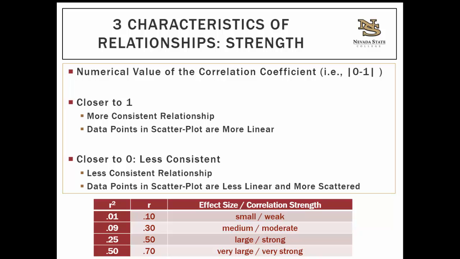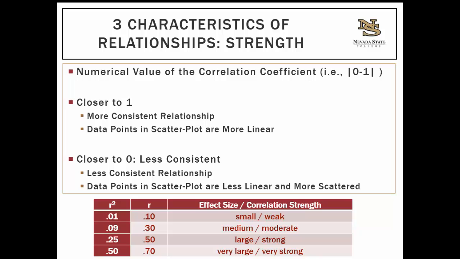So if you plotted that relationship in a scatter plot, it would be all over the place. And when you calculated the correlation coefficient, it would be a really small value. So it's important that you understand that strength and direction are two separate things.